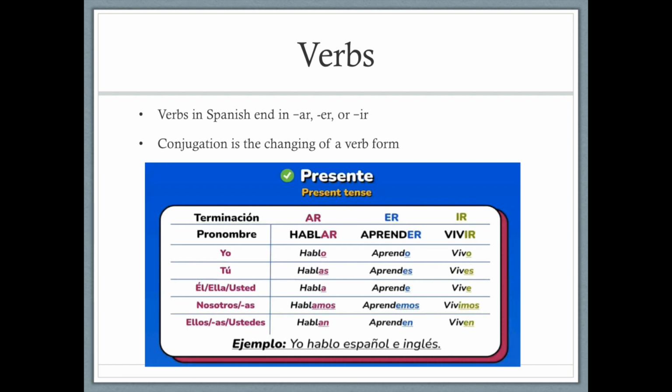And a fun little fact, the example at the bottom that says yo hablo español e inglés, this means I speak Spanish and English, but I want you to notice the E that is being used in place of the Y to mean and. You will see this E instead of a Y anytime that it is followed by a word that starts with I. So it would be español y inglés, but grammatically it is correct to say español e inglés.